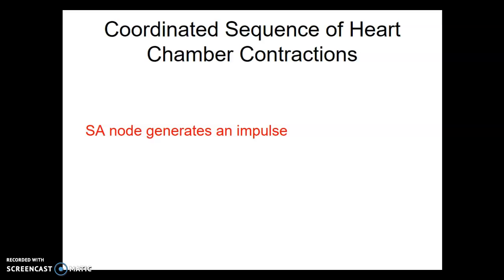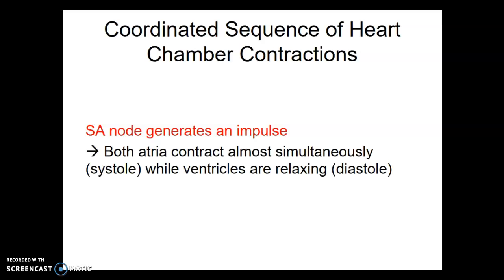So what happens to get your heart to contract? The sinoatrial node generates an impulse, or an action potential, if you will. The atria are going to contract simultaneously while the ventricles relax. So we have atrial systole and ventricular diastole.